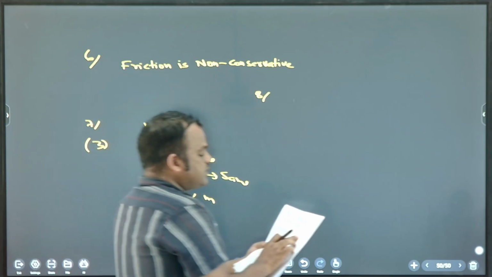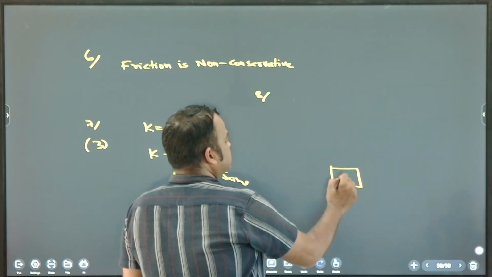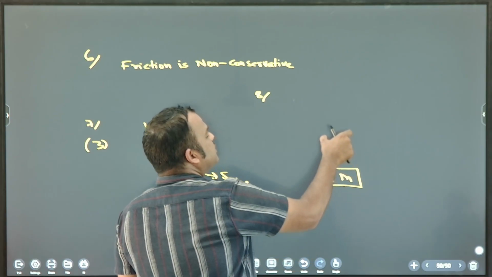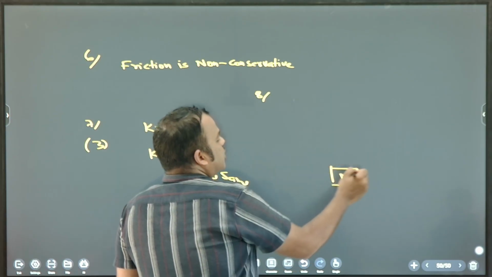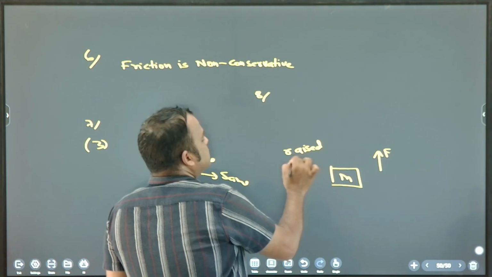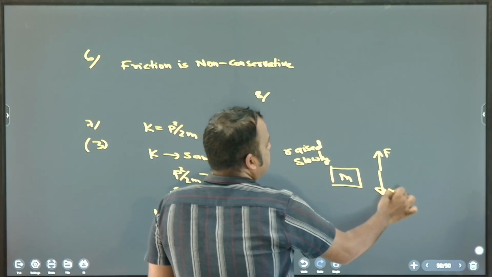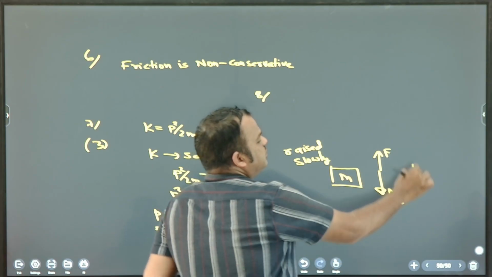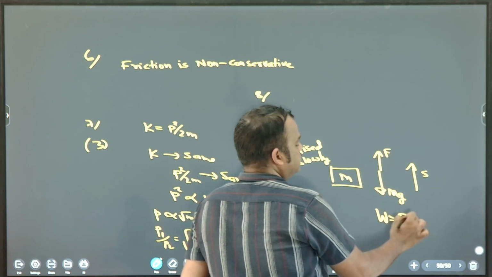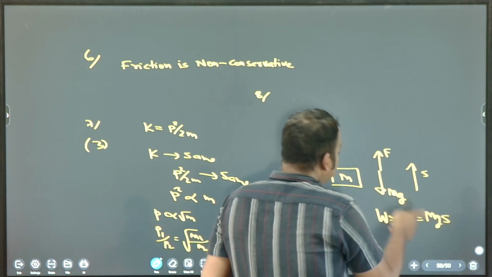Work done in raising a box depends on... Suppose this box is raised. If you are raising it slowly, how much force are you exerting? If you raise it slowly, your force will be mg and the displacement s. So what is the work done by the force? Fs, and F is equal to mg. So this is the work done.